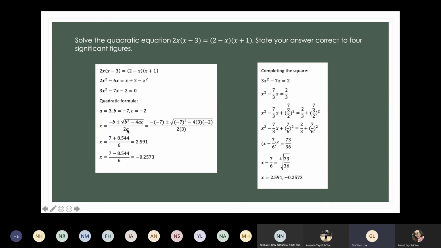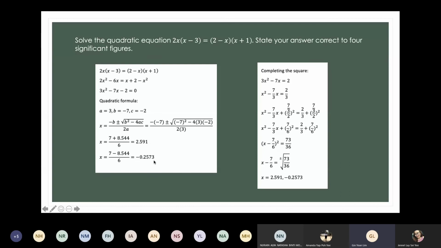So you just substitute all the values of a, b, and c into the formula, and you will get two answers for x. One is for negative b plus square root of b squared minus 4ac, another is for negative b minus square root of b squared minus 4ac. So you have (7 + 8.544)/6, and another one is (7 - 8.544)/6. You'll get two answers here: x equals 2.591 and x equals negative 0.2573. Remember, the question asks for 4 significant figures, so you can only show 4 significant figures. The rest you need to round off to 4 significant figures.